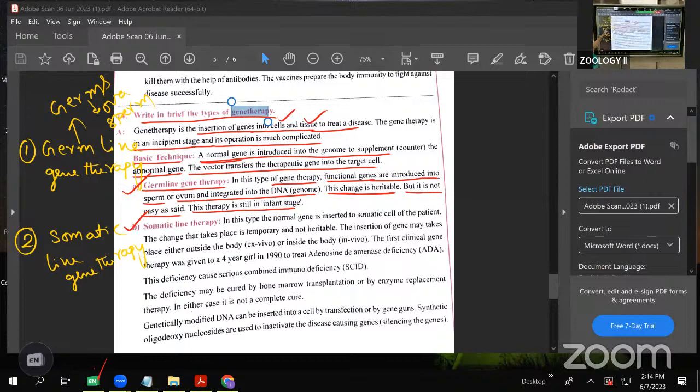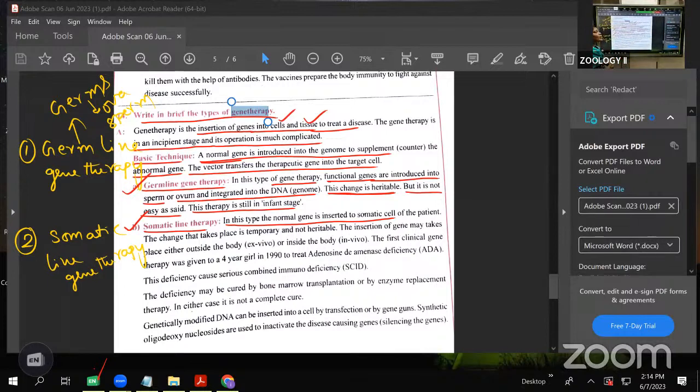Somatic cells. In germline gene therapy we are giving the genes to the germ cells. But here in somatic line therapy, a normal gene is inserted into the somatic cells of the patient, those having the disease. For recovery or treatment of that disease, we insert the gene into the somatic cells. What are the somatic cells? Here we have the sex chromosomes and the autosomes.